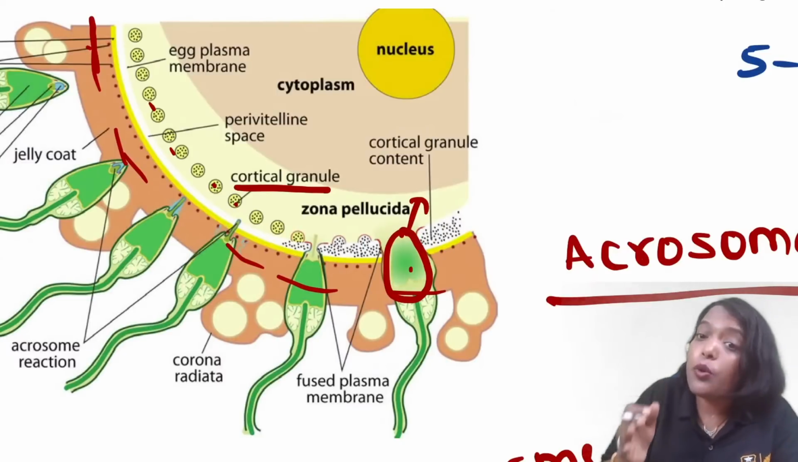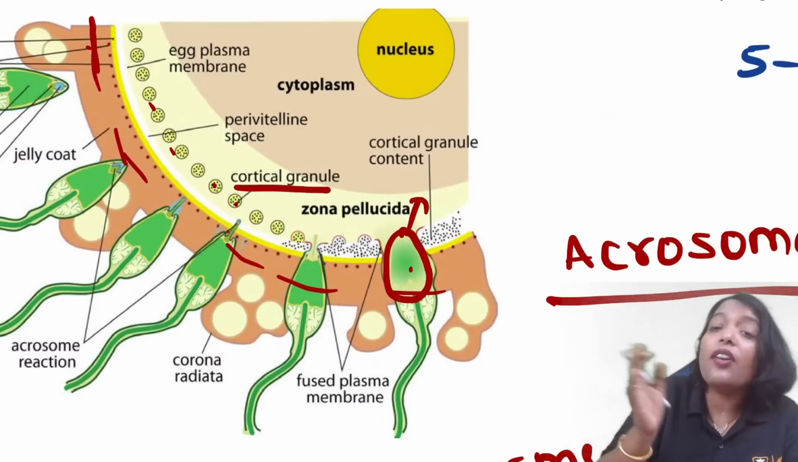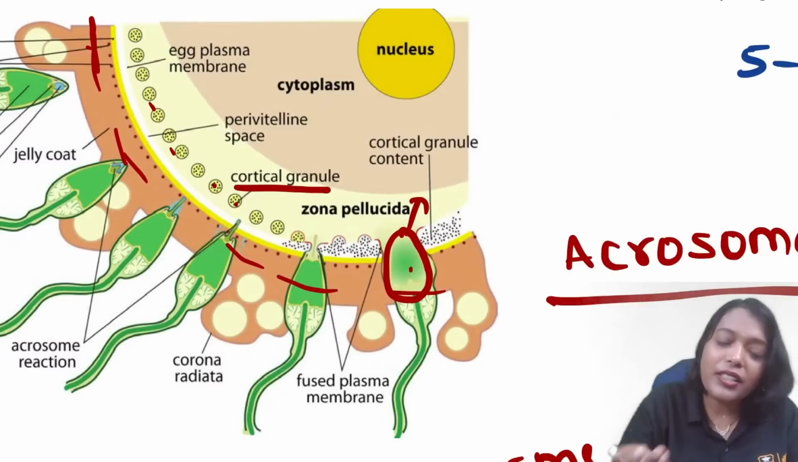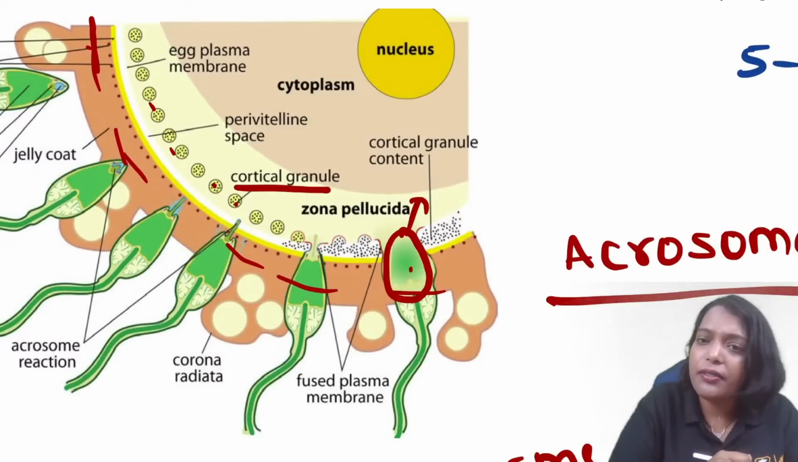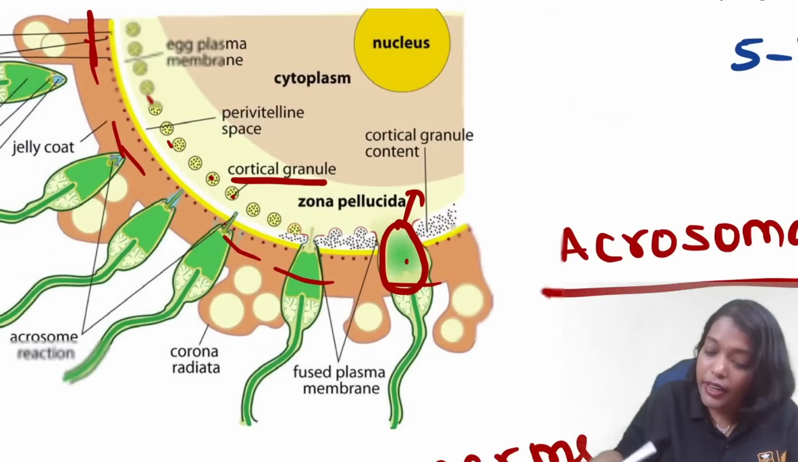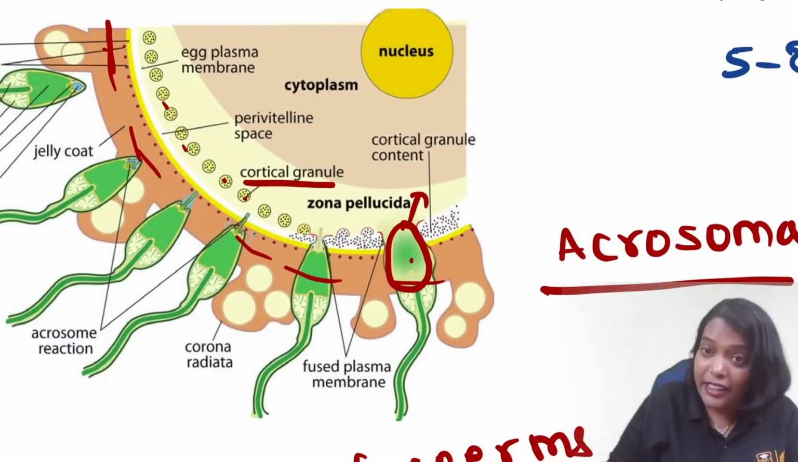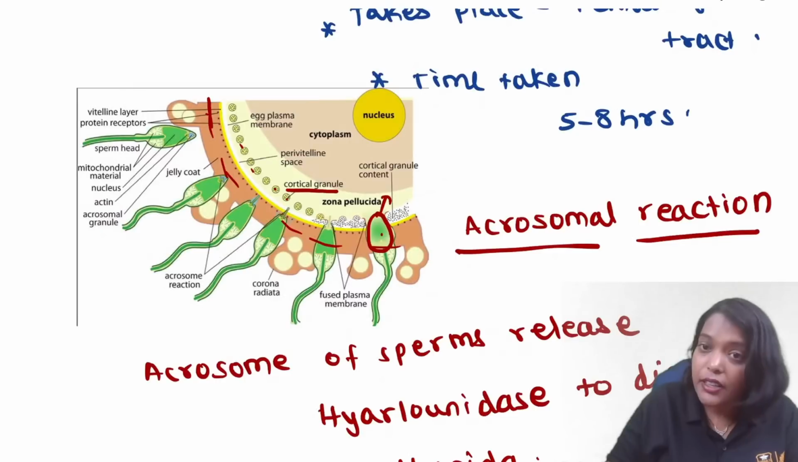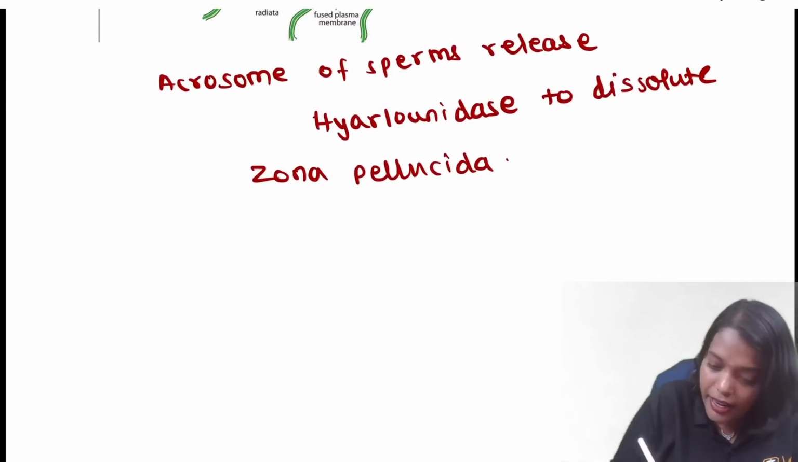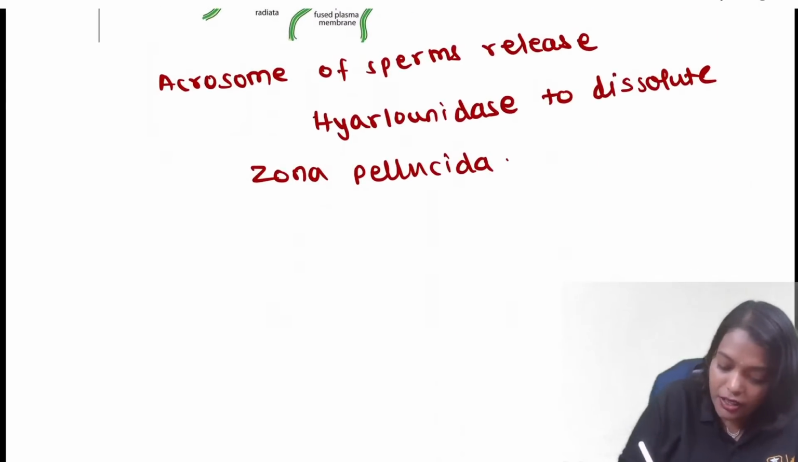And what will they do? They will again cause hardening of the zona pellucida. Now why do they cause hardening of the zona pellucida? That is called cortical reaction. After acrosomal reaction, the next reaction we have is cortical reaction.